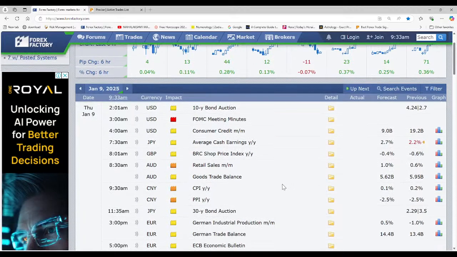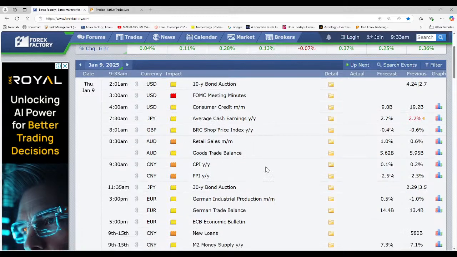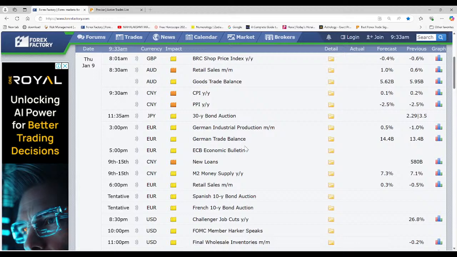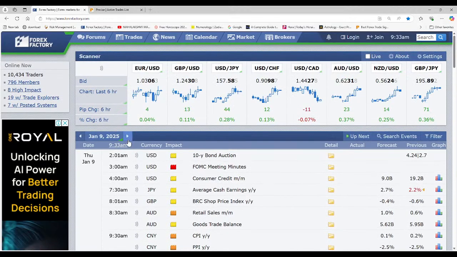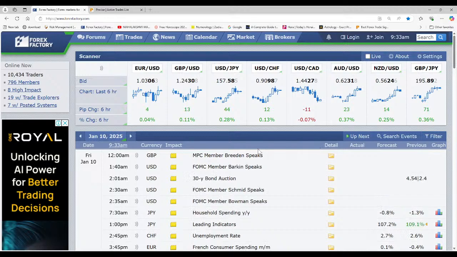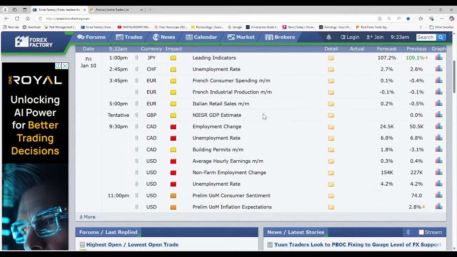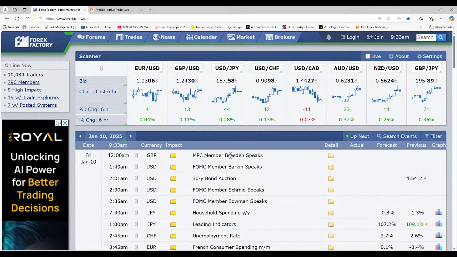Then Thursday we have FOMC minutes. This week, the key data we need to pay attention to is the FOMC minutes coming in the beginning of the week. Then we also have Australian retail sales, and these are China. Then finally, on Friday we have the Canadian employment change and unemployment rate, and US non-farm payroll, unemployment rate, average hourly earnings and prelim consumer.